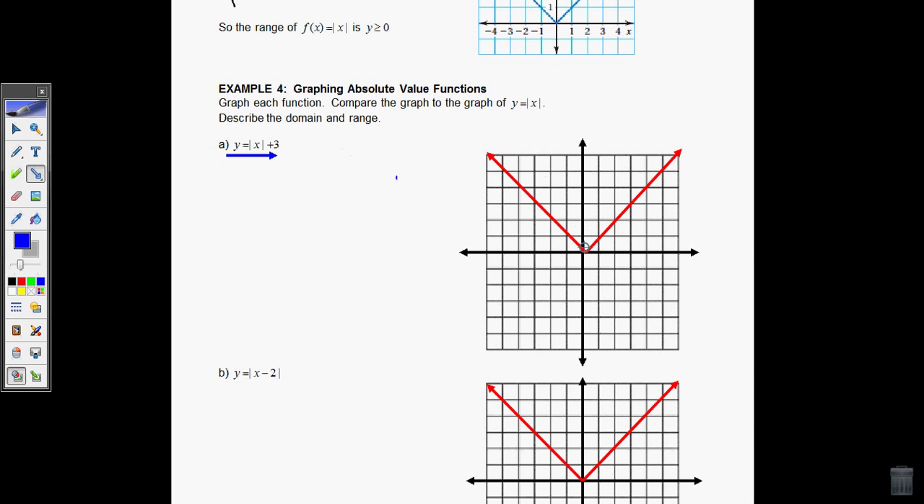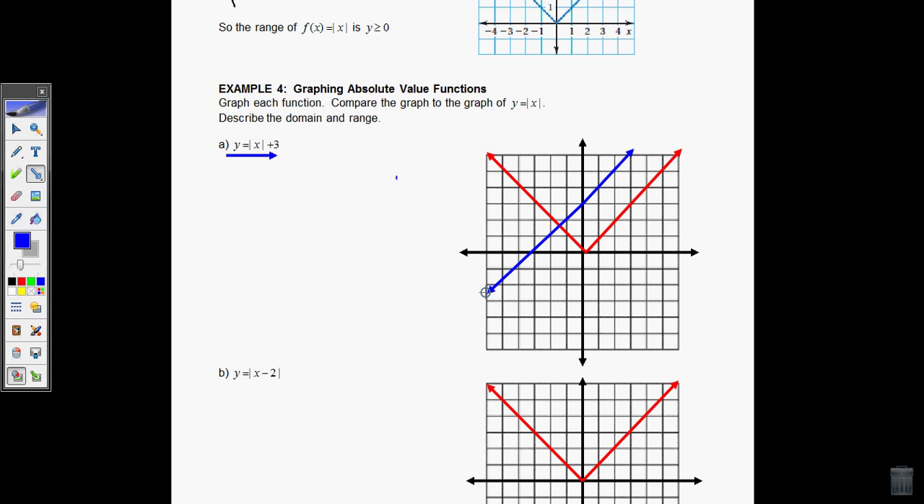So if this was just the function y equals x plus 3, it would have a y-intercept of 3, 1, 2, 3, and then it would have a slope of 1. So it would look like that. And it would go on forever and ever in that direction. But it would also go on and on forever in this direction.